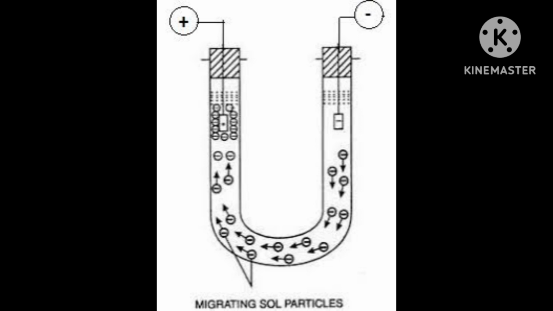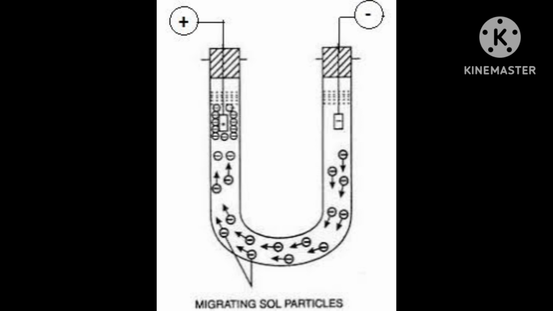Okay, the combination of the two layers of oppositely charged ions around the colloidal particle is called the Helmholtz electrical double layer. This question is asked, very important. This electrical double layer is called the Helmholtz electrical double layer, Helmholtz, it is the name of a scientist.